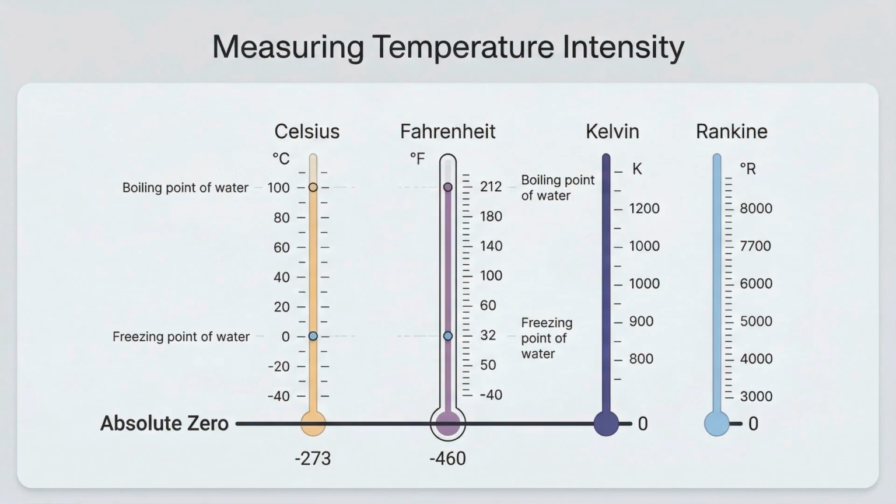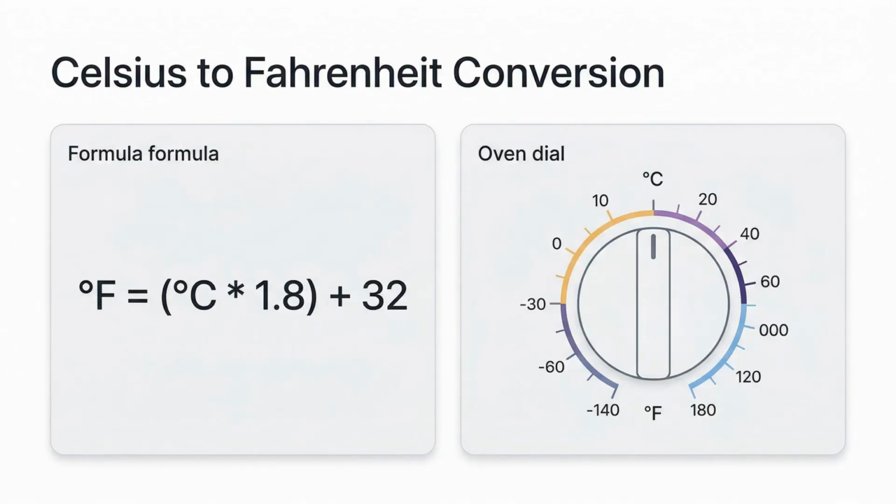The most common temperature calculation you will make is converting between Celsius and Fahrenheit. The formula is straightforward. Multiply your Celsius temperature by 1.8 and then add 32. The 1.8 is simply the ratio of the difference between boiling and freezing points on both scales.